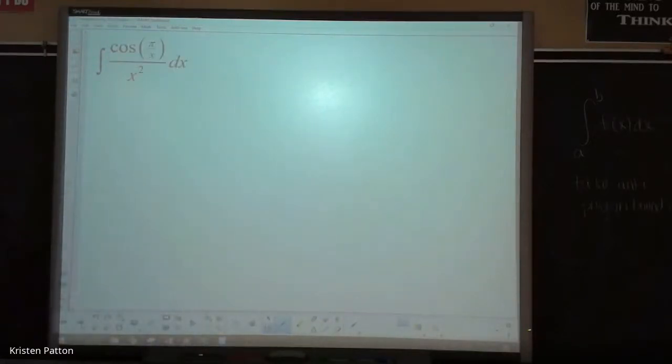Let's take a look at this one. We've got a quotient, we've got trig functions, and we've got a composition because we've got something inside the cosine. Woo!